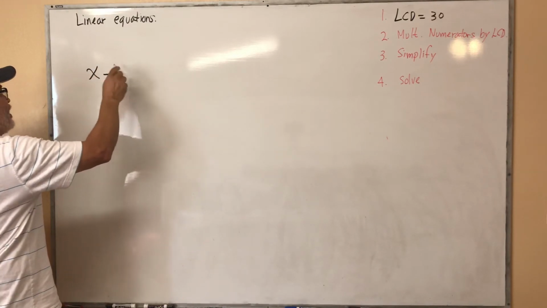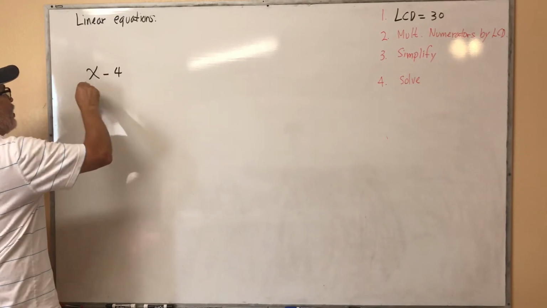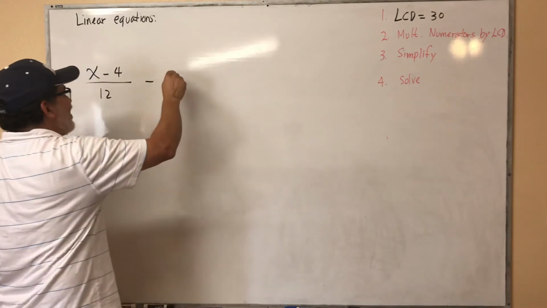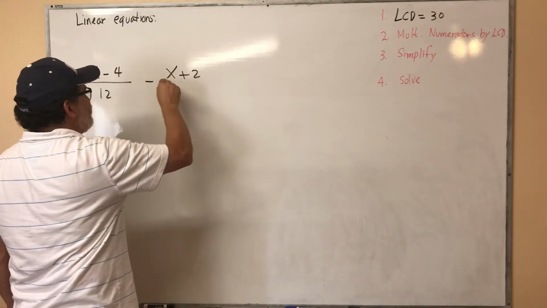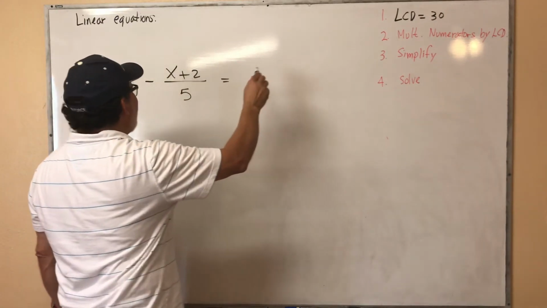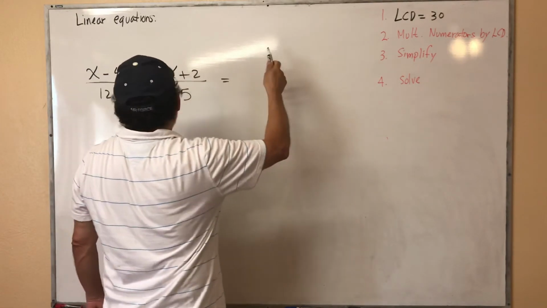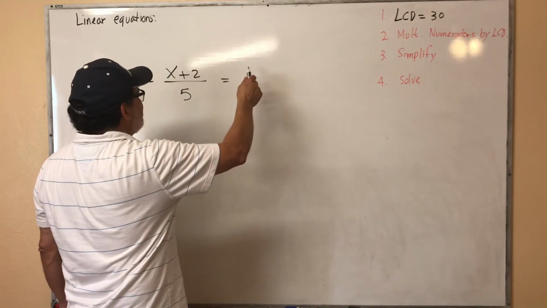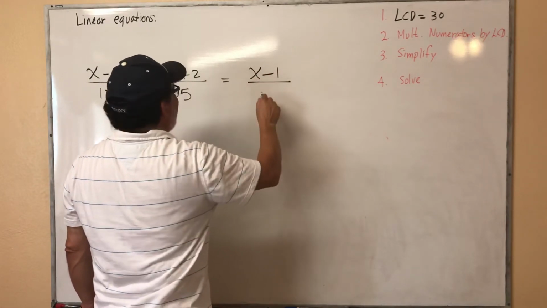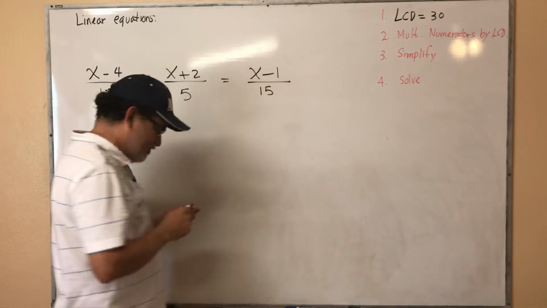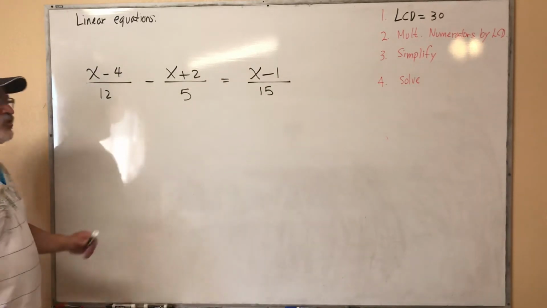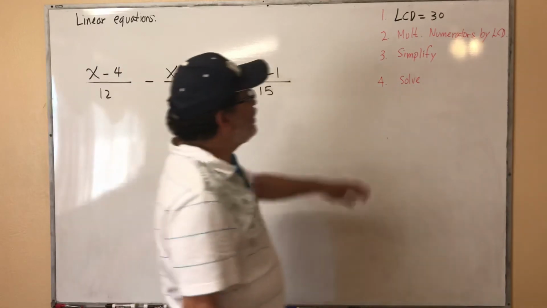x minus 4 over 12 minus x plus 2 over 5 equals, I'm going to say here, x minus 1 over, I'm going to say 15. Okay? Here's a good equation. The first step is to find the LCD.